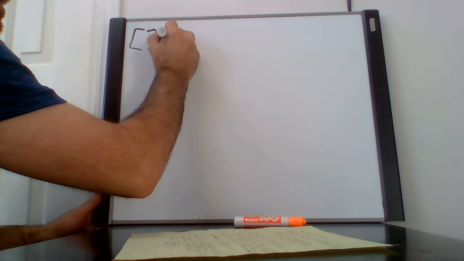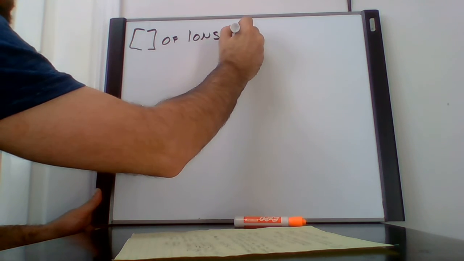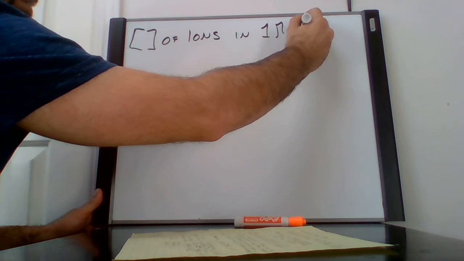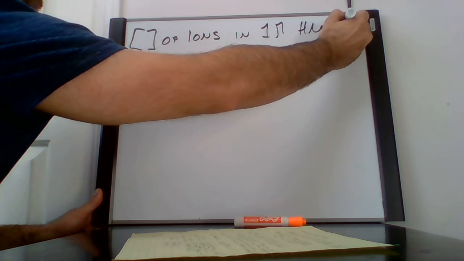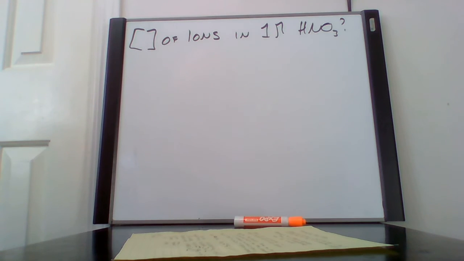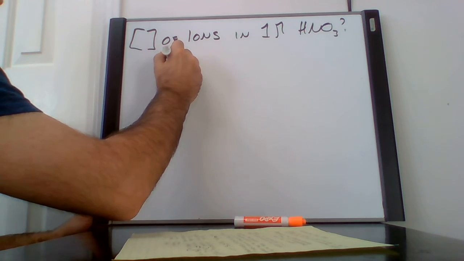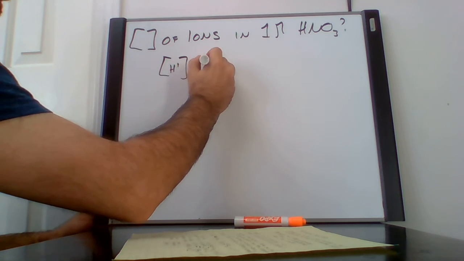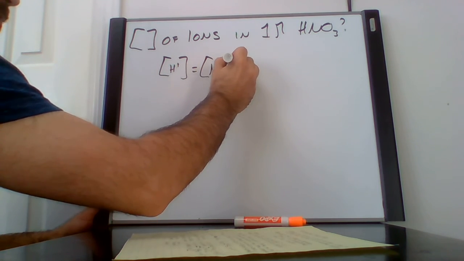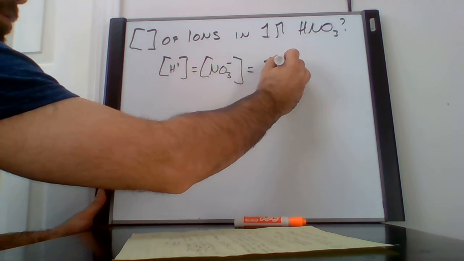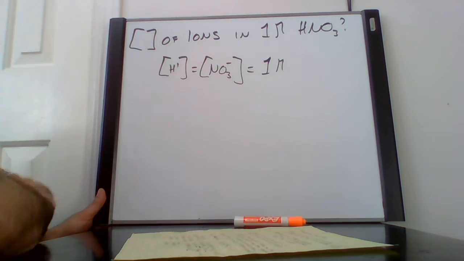Now, I just want to see if we have an understanding here. What do you think is the concentration of ions in 1 molar nitric acid? We want to find nitric acid on our sheet, and we realize that it is at the top in our strong acid portion. So we could say that the concentration of H plus is equal to the concentration of NO3 minus, which equals 1 molar. We've got a 1-to-1 ratio and we have full ionization.